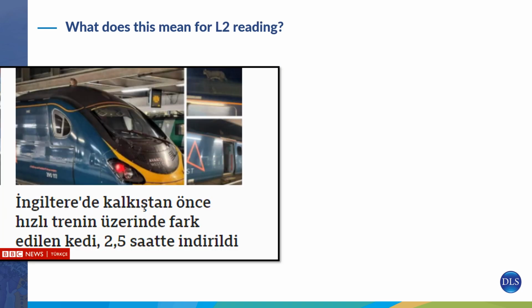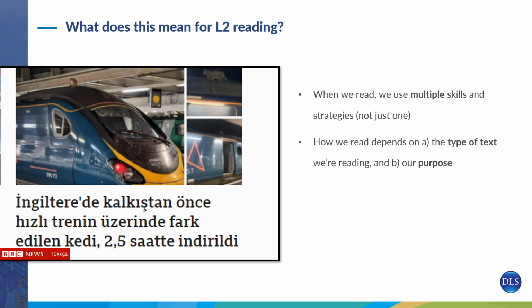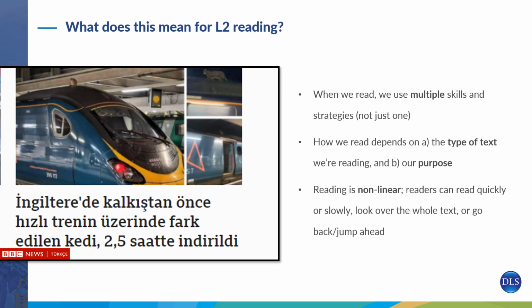So what does this mean for reading in our L2? When we read, we use multiple skills and strategies, not just one. And how we read depends on A, the type of text we're reading, and B, our purpose. And then reading is non-linear. So we might read quickly or slowly. We might look over the whole text to begin with, and then we might jump back and forth as we read.